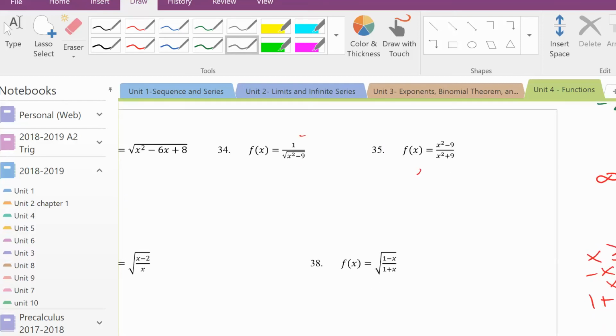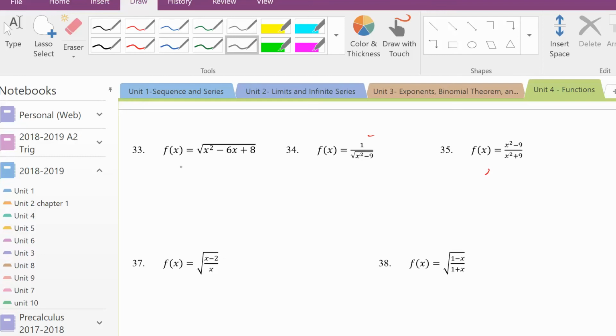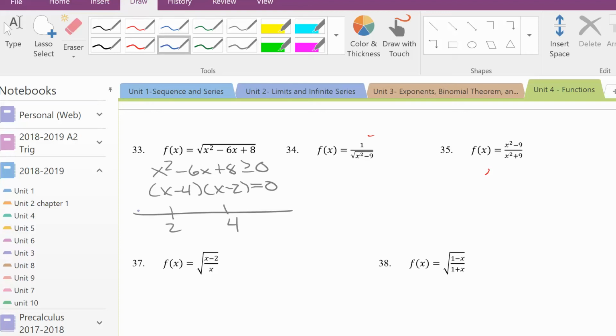All right. So 33, same concept, except now it's greater than or equal to 0, which means when we factor, we find the critical numbers, the numbers that make it equal to 0, and those are 2 and 4. So once again, we test. So if we put 0 in, we get positive. 3 in, we get negative. And 5 in, we get positive. And remember, we want greater than or equal to 0. So that means it's from -infinity to 2 inclusive, 4 to infinity.